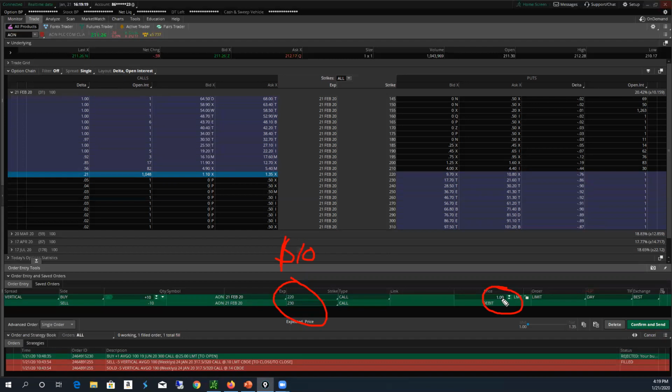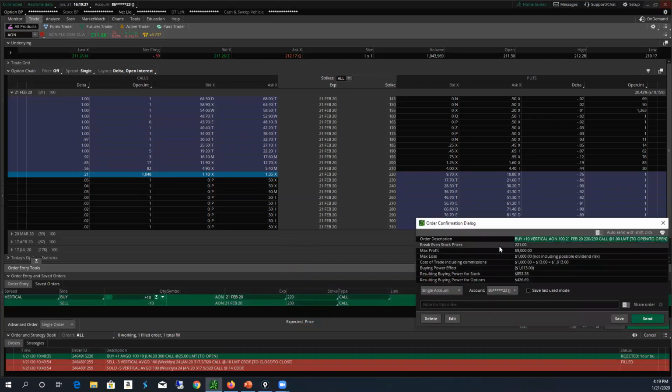If you were to do something like that, what that's going to show you is your break even is at 221, your max profit is 9,000, your max loss is 1,000. And again, we wouldn't be staying in this trade. We'd be trying to achieve half of that 9,000, then we would get out.